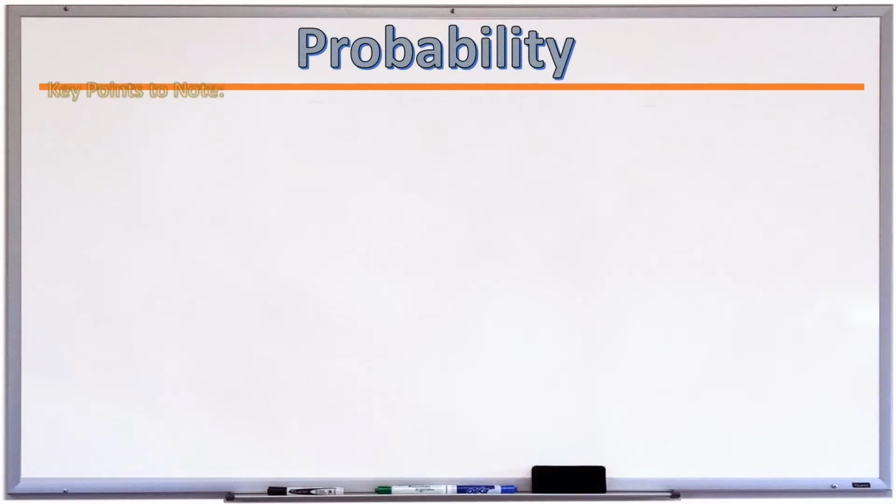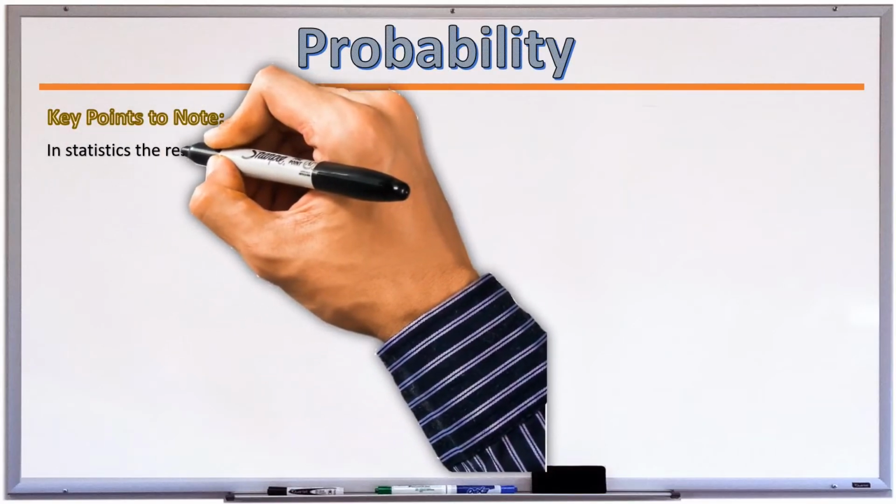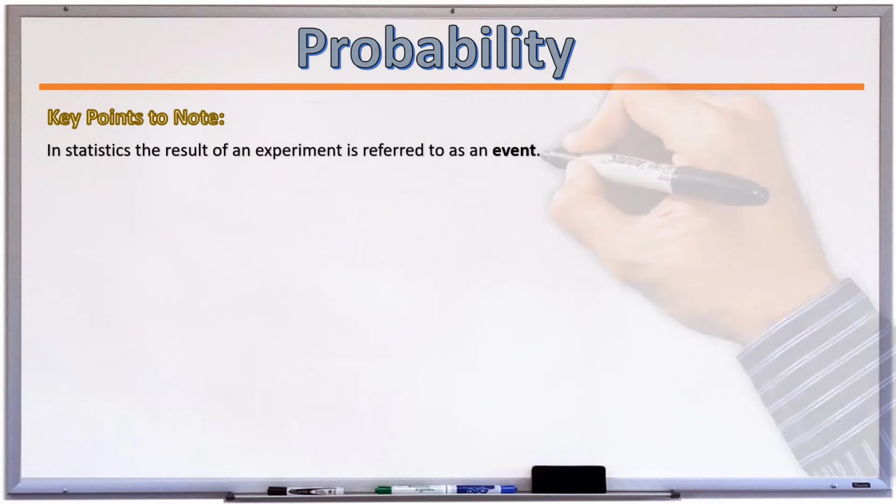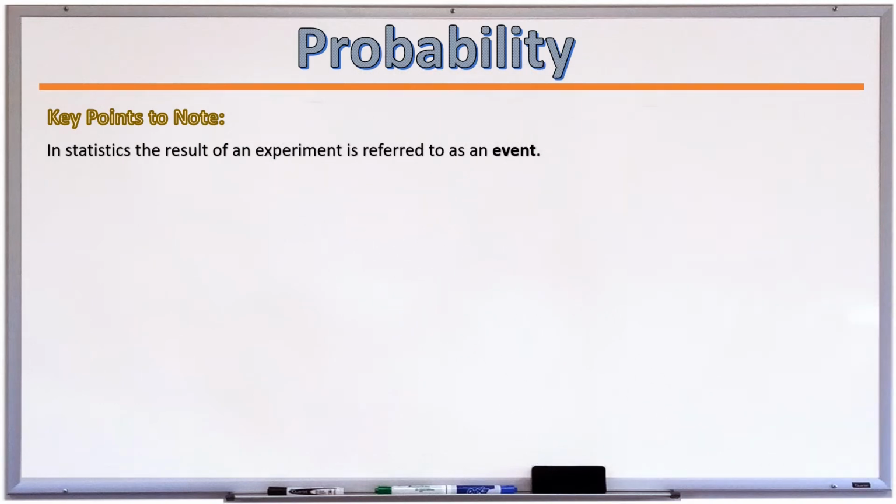In statistics, the result of an experiment is referred to as an event. The event of drawing a 7 from the hat can only be satisfied by one of 10 possible values listed in our sample space. In this case, a 7. Therefore, we say that the probability of this event occurring is 1 in 10.